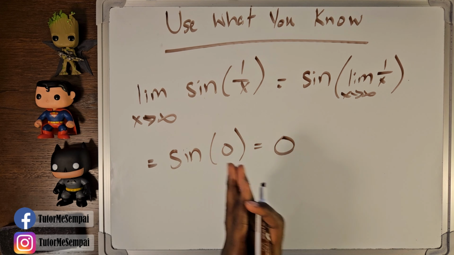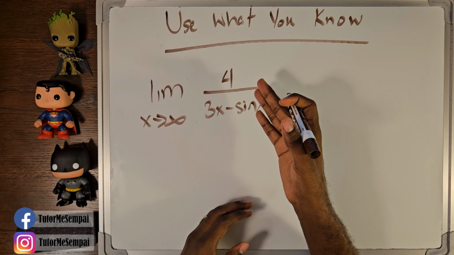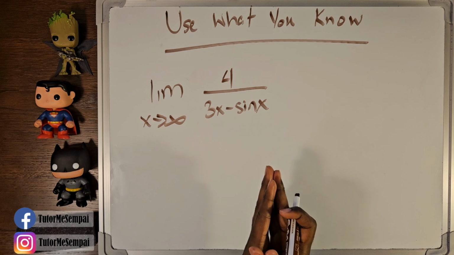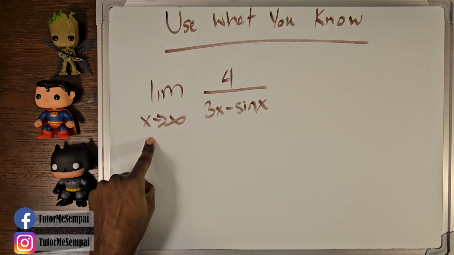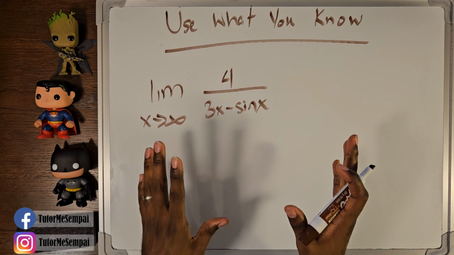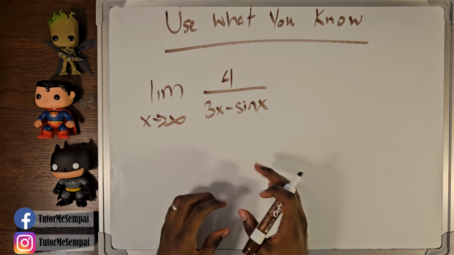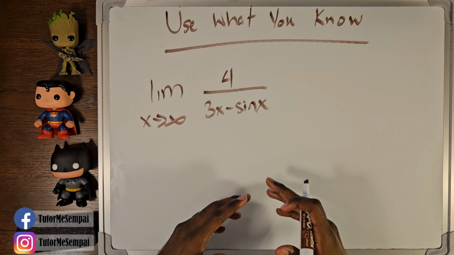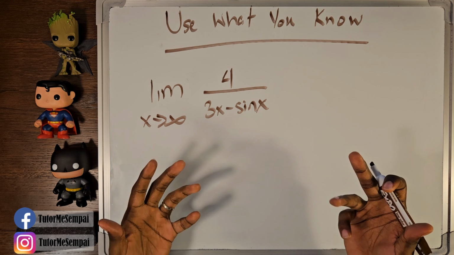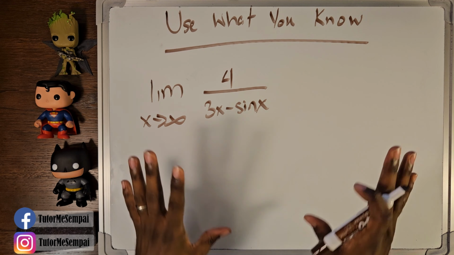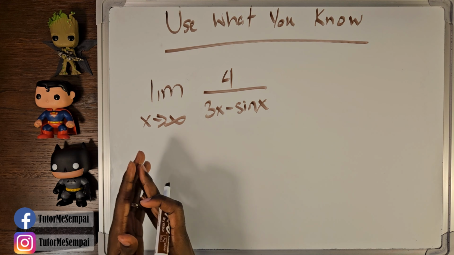Your limit properties will probably save you a lot more than you think. Let's say we had something like this: 4 over 3x minus sine x, and we want to find its limit as x goes to infinity. Use what you know. Now, this may look a little daunting because it doesn't look like something that we've done before, but we have done something very similar. We actually talked about this when you're doing your rational polynomial limits. If you recall, what were the steps that we had to do the long way, not the shortcuts that we talked about, but the long way of doing those types of limits.